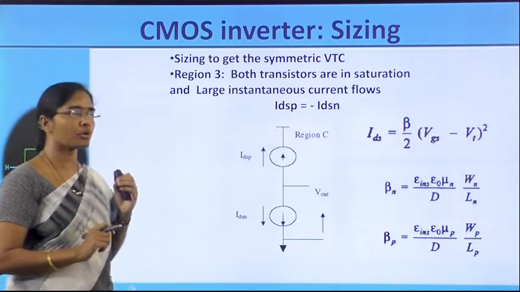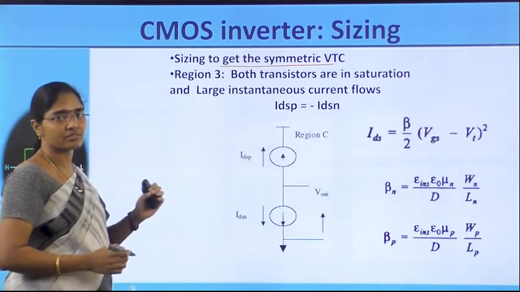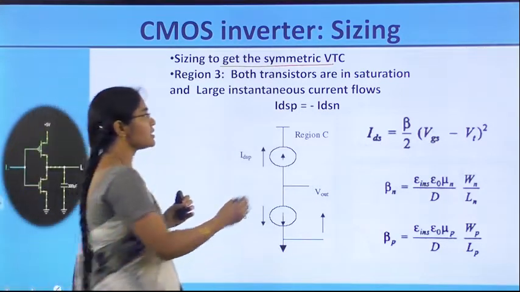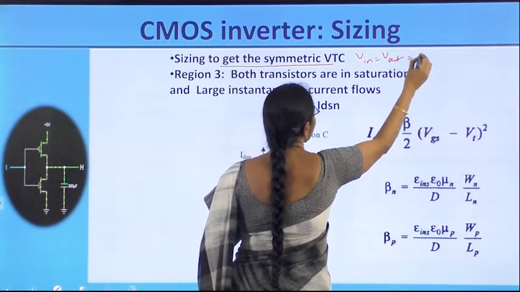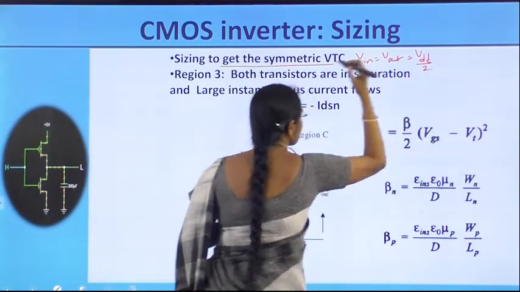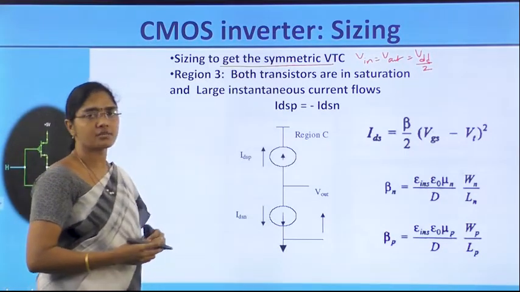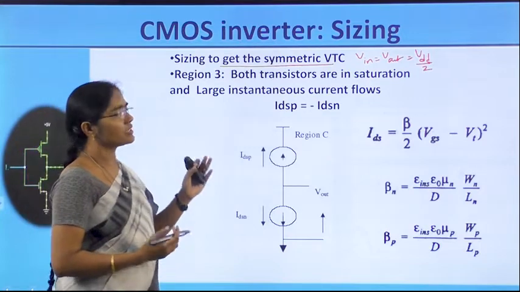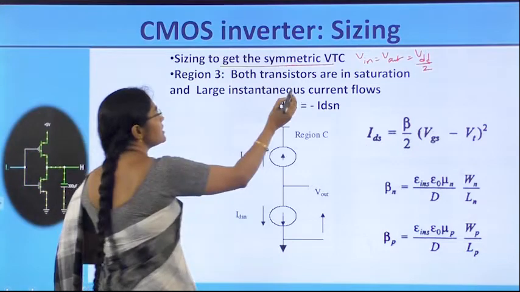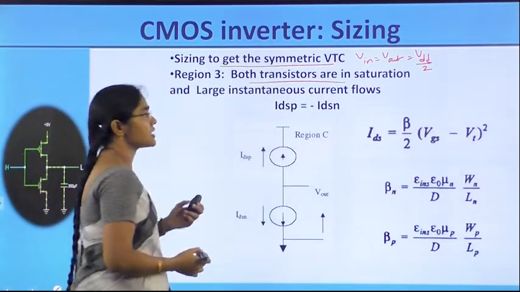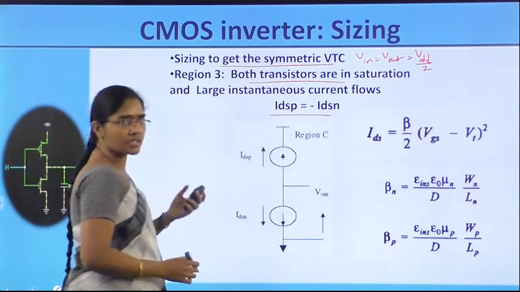Here sizing is an important issue to get a symmetric transfer characteristic curve. Symmetric means Vin is equal to Vout is equal to VDD by 2. If the characteristics are like that, then those are called symmetric characteristics. To get that, transistor sizes of the NMOS and PMOS should be different. In this region, both transistors are in saturation, that is the third region. Then current is also equal and it is a maximum.